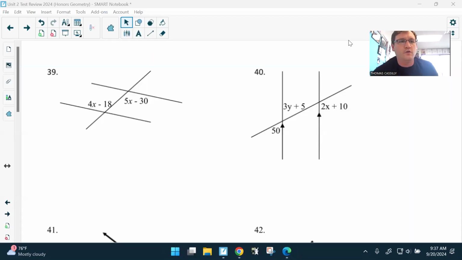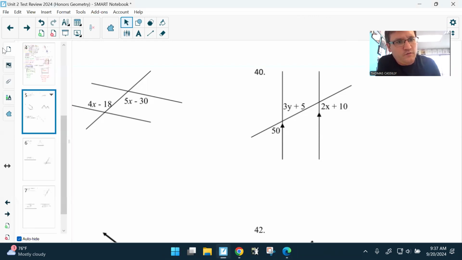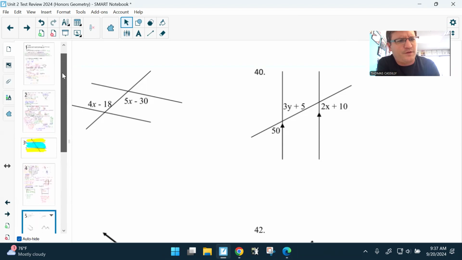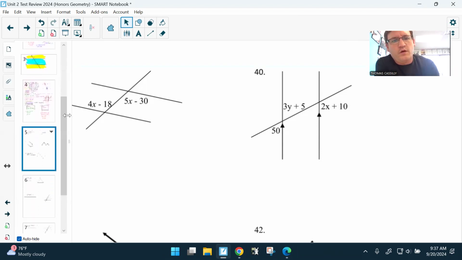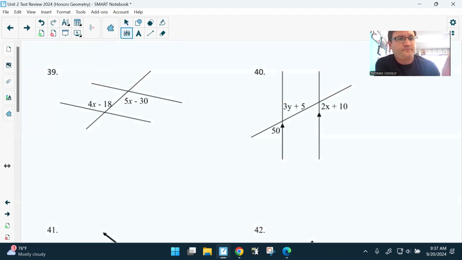All right, here we go. This is the Unit 2 test review. I think we are on page, what are we on, page 4? 1, 2, yeah. All right, we are on page 4. Now, remember, this unit's all about parallel lines.